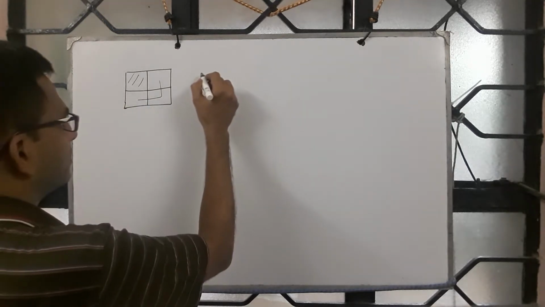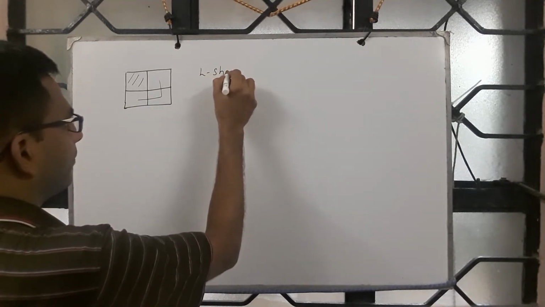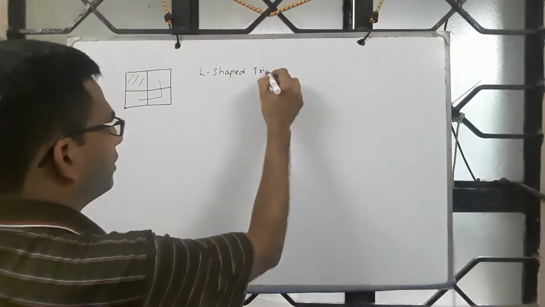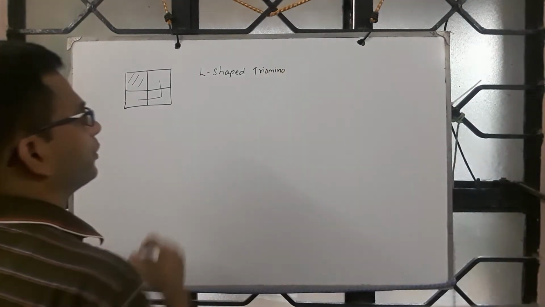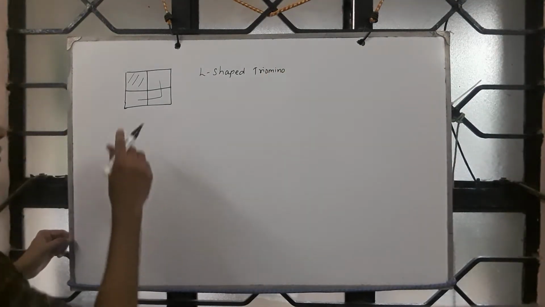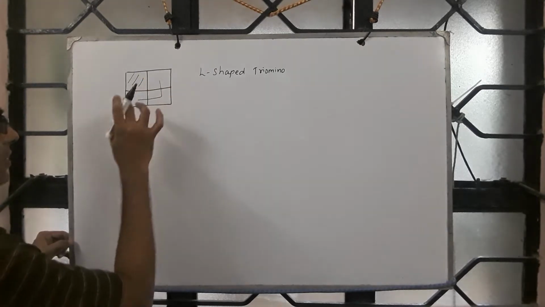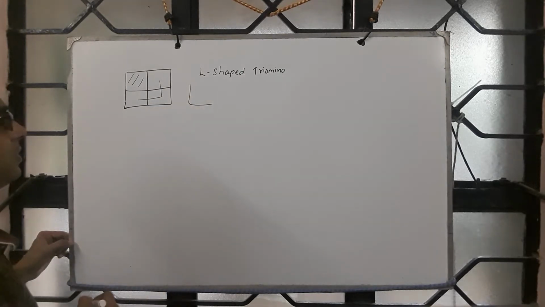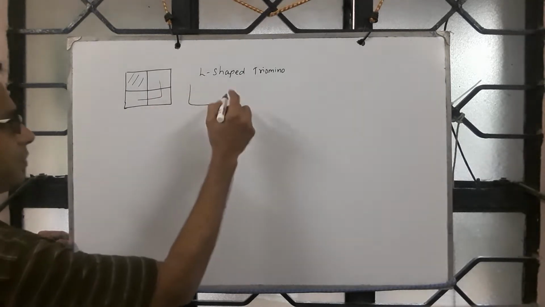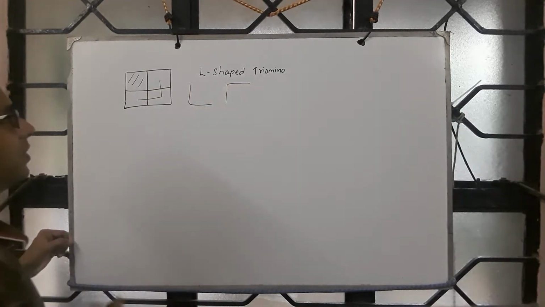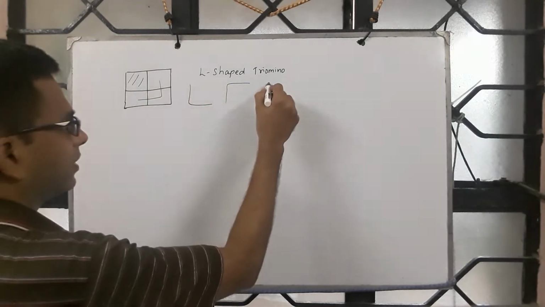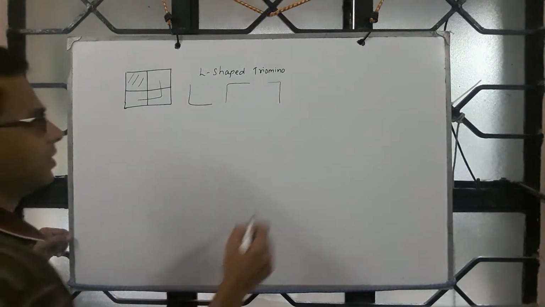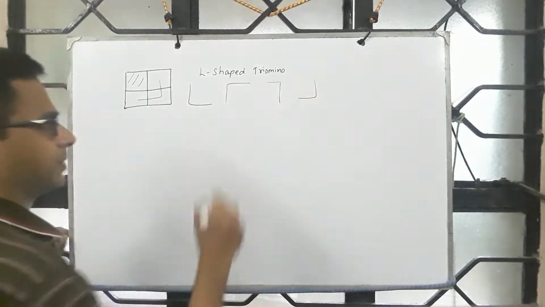This I call it as L-shaped. Three squares are there, so it's called triomino. So you remove this square, you get this. If you remove this square, you get triomino of this shape. And you remove this square, you get triomino of this shape. And remove this, you get triomino of this shape. And you get triomino of this shape.